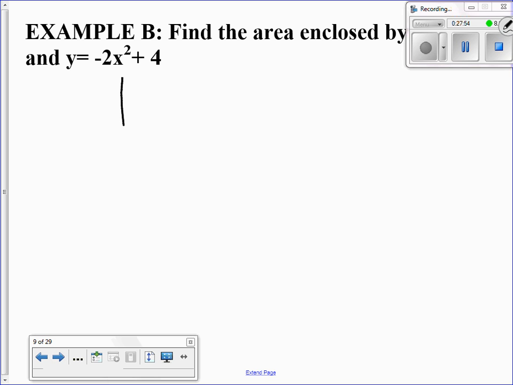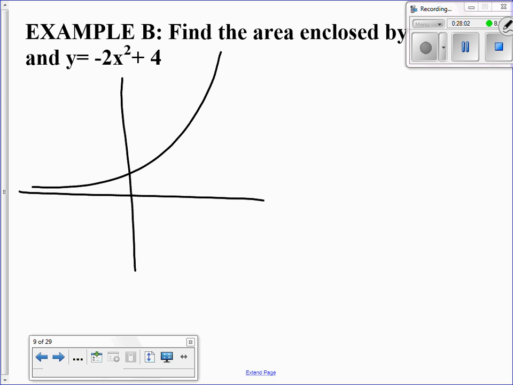Oh man, it's going to be close. Okay, in this one, we've got y equals e to the x. And then you've got another sad parabola.